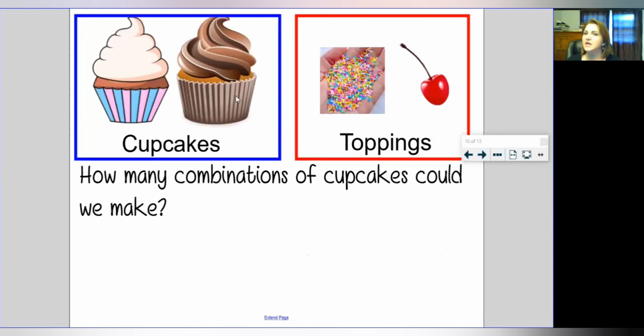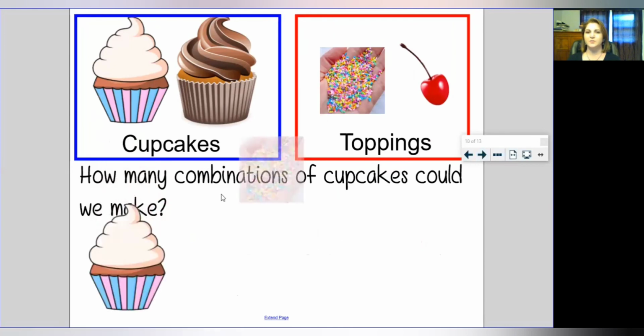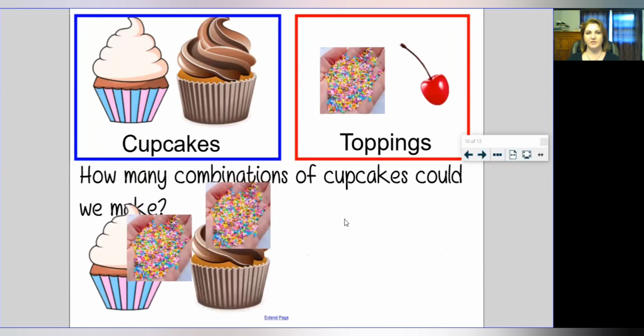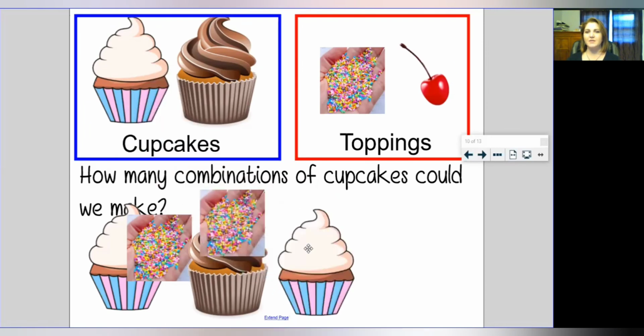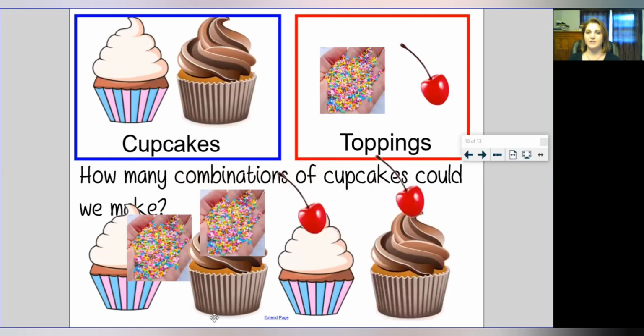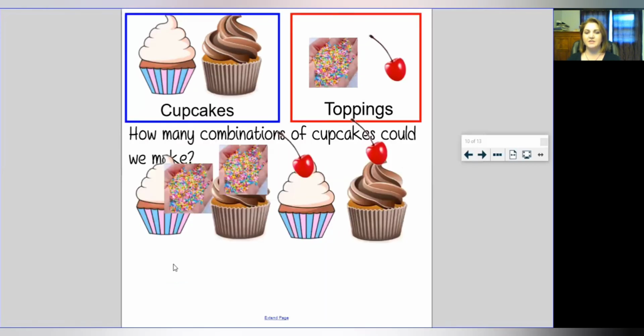Oh, this looks delicious. How many different combinations of cupcakes could we make? We have a vanilla cupcake and we have a chocolate cupcake. And the toppings we have are sprinkles and we have a cherry. I could make a vanilla cupcake with sprinkles on top, or I can make a chocolate cupcake with sprinkles on top. Well, that takes care of both of those types of cupcakes. Now, I could make a vanilla cupcake with a cherry on top, or I could make a chocolate cupcake with a cherry on top.